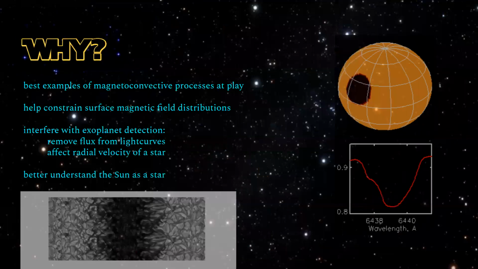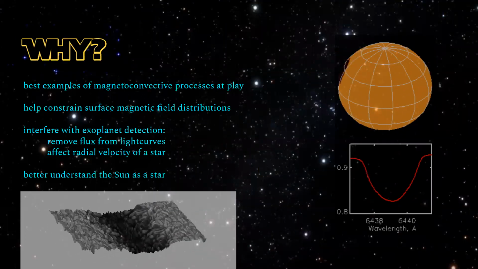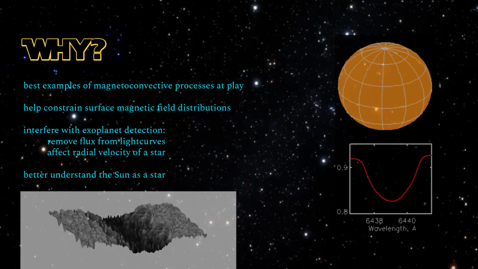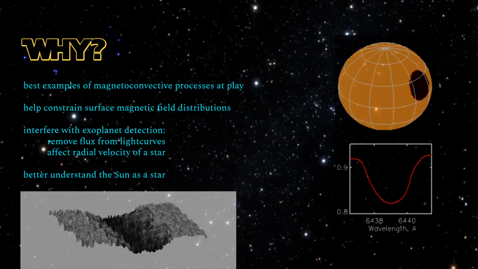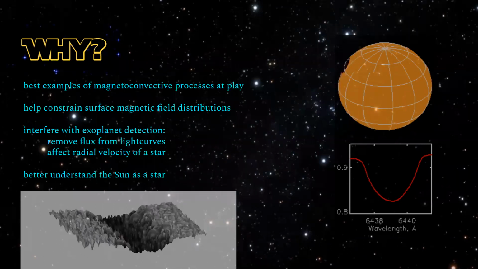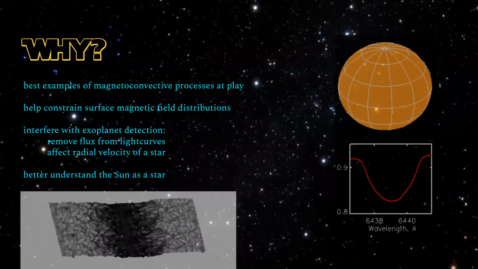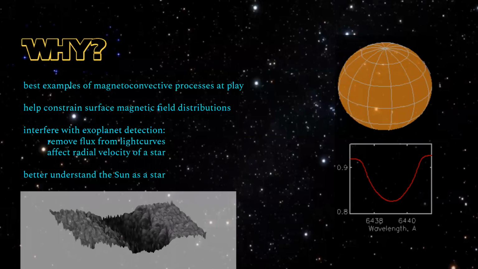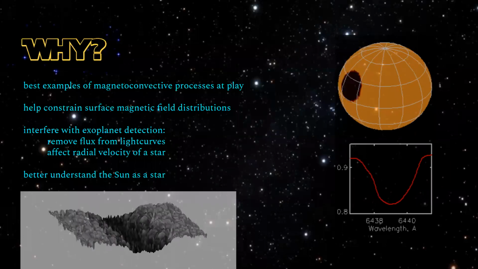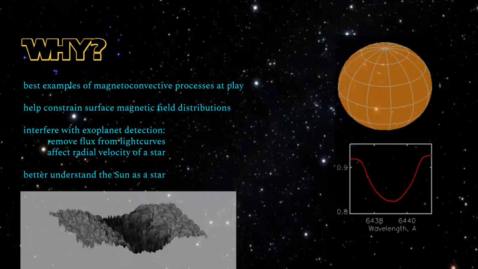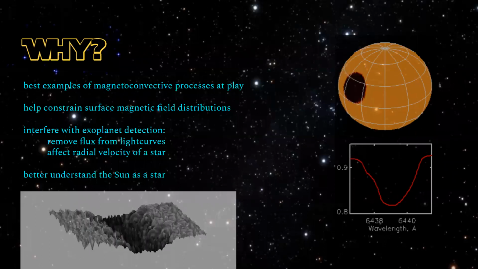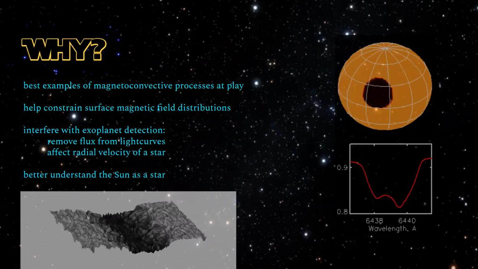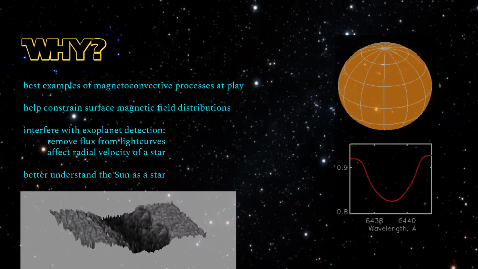So why be interested in star spots at all? For me, the most interesting thing about spots is that they're the best examples of the interaction of magnetic fields and convection. There's a small animated GIF here of a sunspot that I simulated in a slab geometry, and you can see that even the umbra is quite dynamic and not really at rest. And further, if we simulate star spots and get a sense of their magnetic fields, it can help us constrain surface magnetic field distributions of other stars.